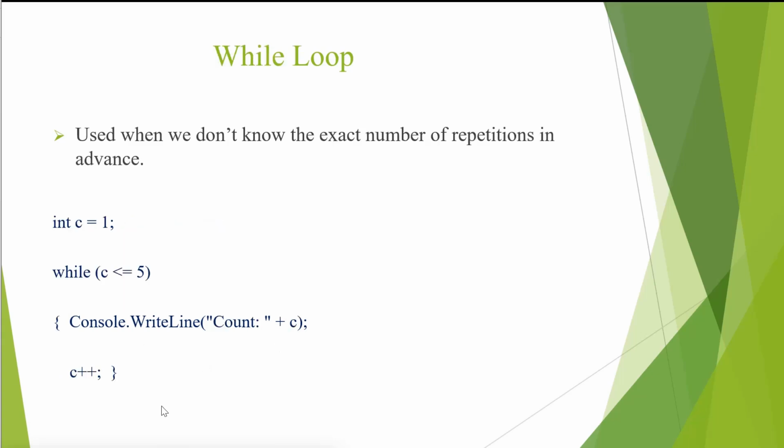The while loop runs as long as the condition inside the parentheses is true. In this example, the loop keeps printing "count" and the value of the variable c, while c is 5 or less, and increasing it each time. Be careful. If you forget to update the variable inside the loop, it may never stop running.